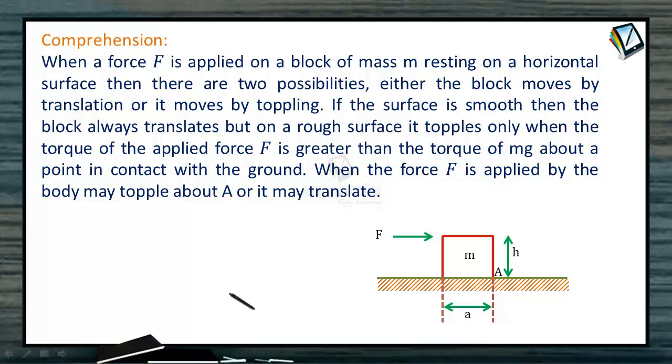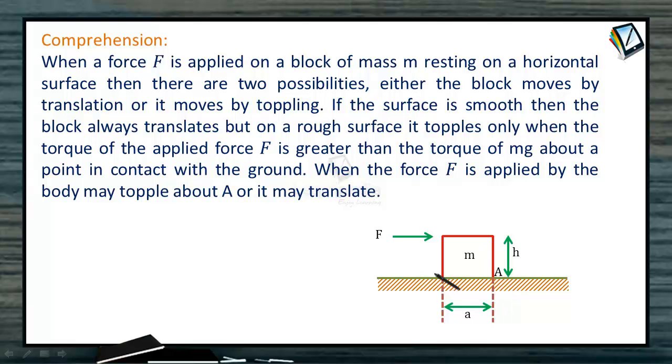Comprehension. When a force F is applied on a block of mass m resting on a horizontal surface, then there are two possibilities. Either the block moves by translation or it moves by toppling. If the surface is smooth, then the block always translates, but on a rough surface, it topples only when the torque of the applied force F is greater than the torque of mg about a point in contact with the ground. When the force F is applied, the body may topple about A or it may translate.